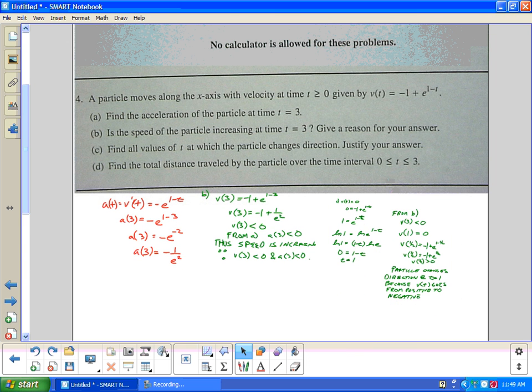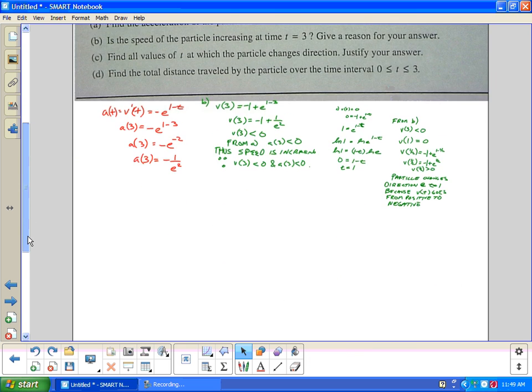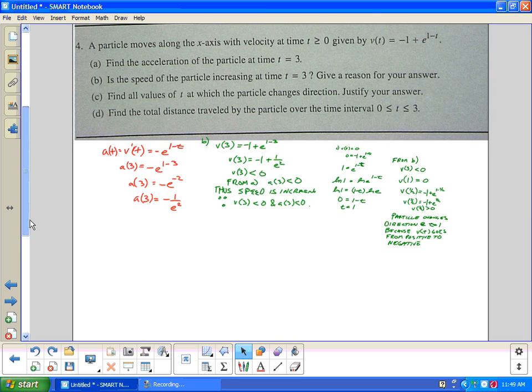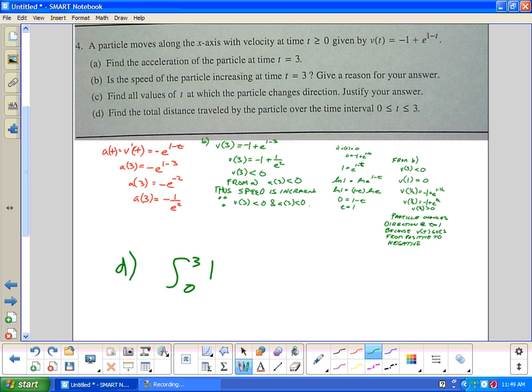Alright, so there's C. Now we got to go to D. Find the total distance the particle traveled over the time interval 0 to 3. We know that this is not displacement, so you can't do just the integral. But the notation, remember, is this. I think if I do the absolute value of this, that's going to be the total distance. But we now know from letter C that there's a change in direction at time 1.